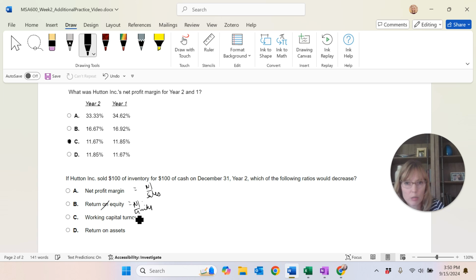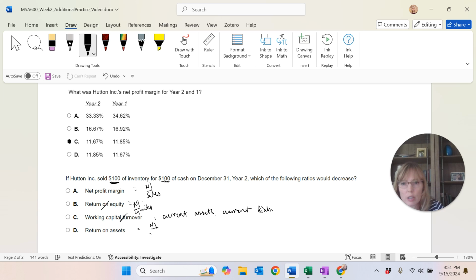So if net income would not change, if we sold inventory that cost us 100 for 100, net income doesn't change. So that wouldn't change equity either. Working capital turnover, this has to do with our current assets and our current liabilities and the relationship between the two of them. And cash and inventory both stay the same. So nothing would happen to the working capital turnover.